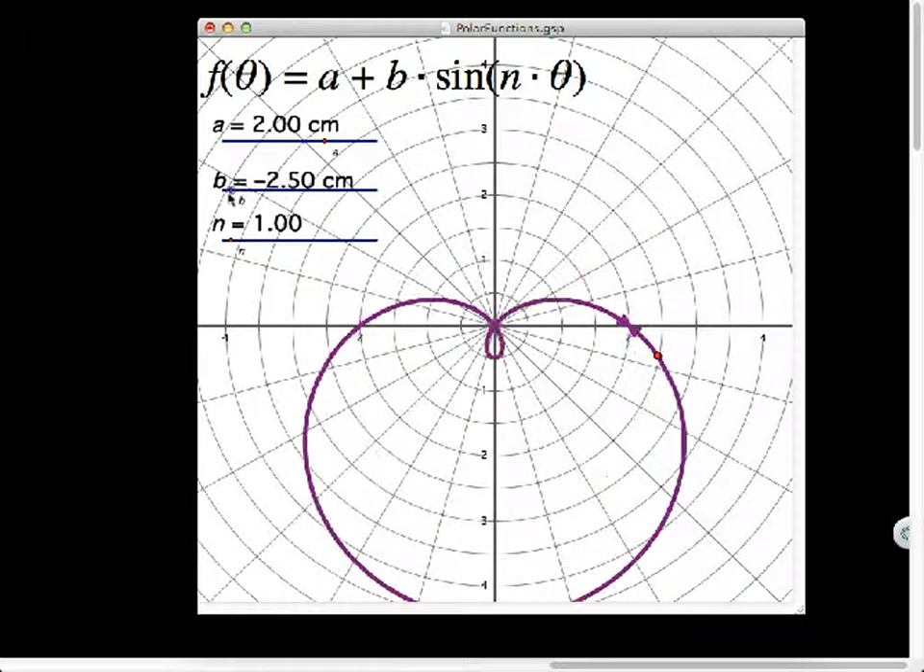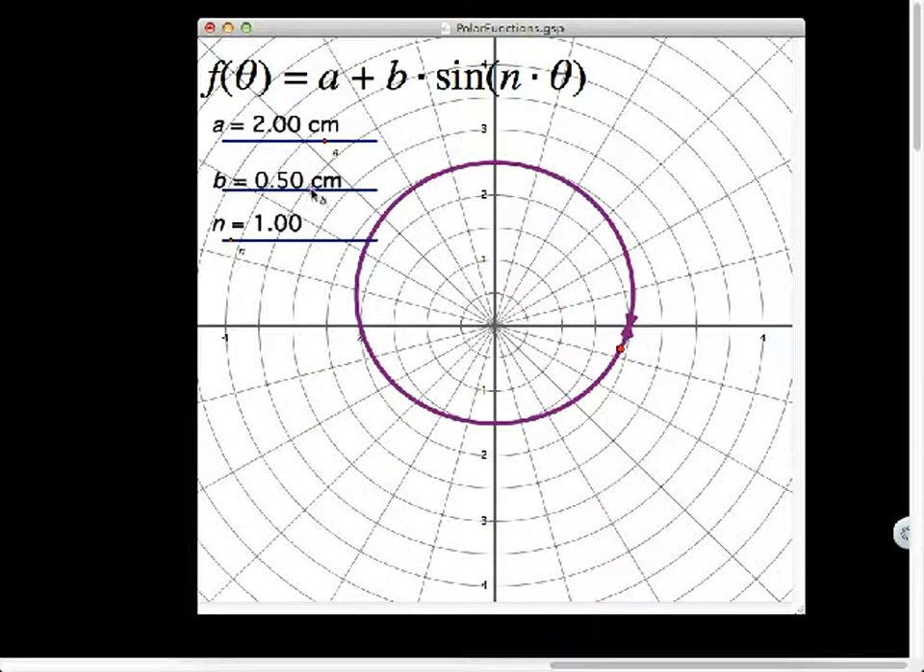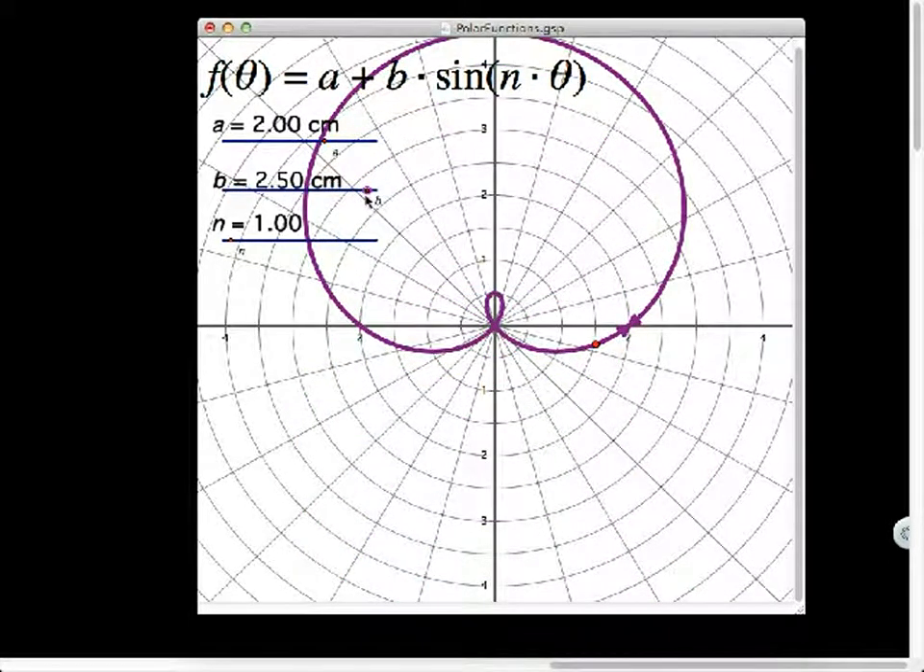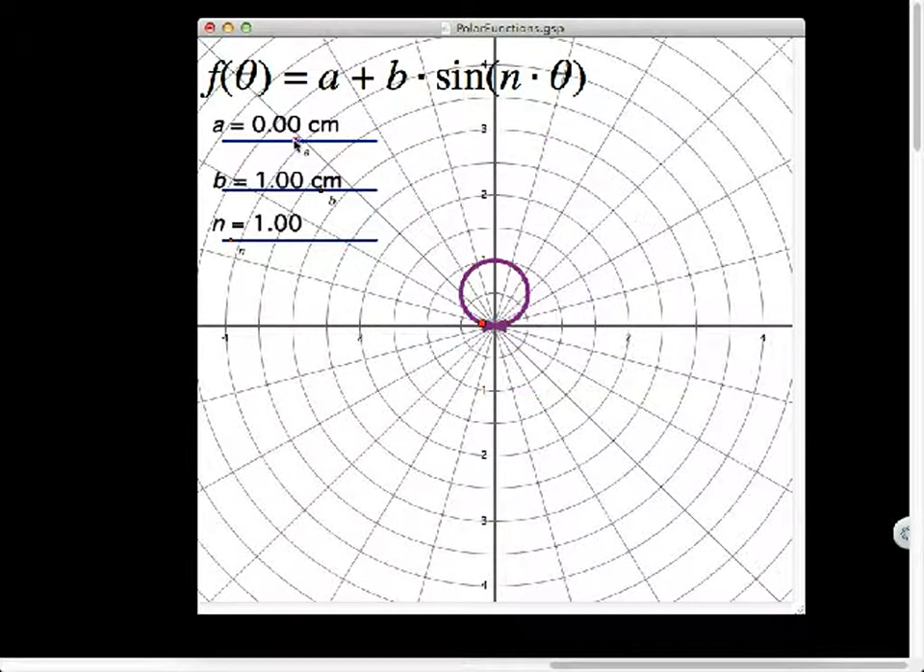So as those shift, you can get this inner loop when the value of B is beyond the value of A. That has to do with negative r values and looping around backwards and stuff like that. So that's some unusual behavior.